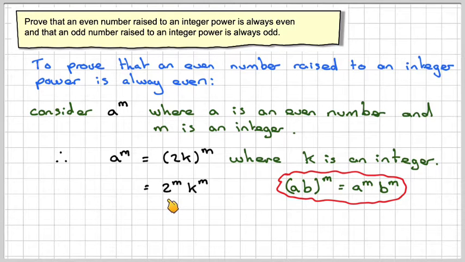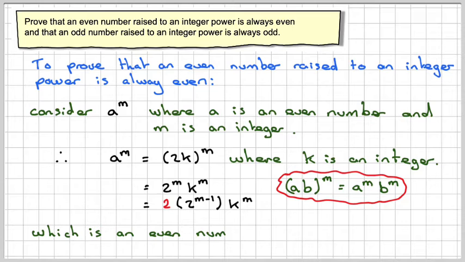If we factorise out a 2 from here, we're going to get a 2, and that now means this power is 1 less, so this will be 2 to the m minus 1, k to the m. So this is 2 times 2 to the m minus 1, k to the m. These are both integers, so it's like 2 times an integer, so we're back to this format here. We can therefore say that this is an even number.